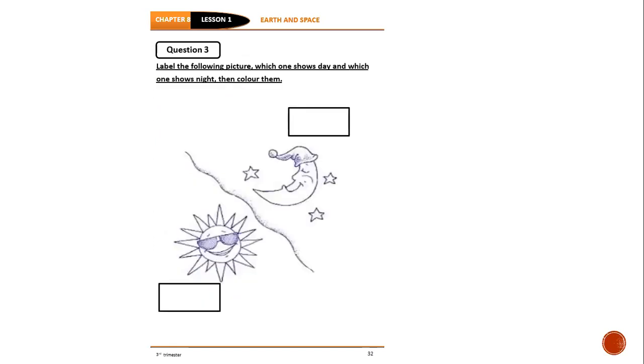Okay, this is your homework. It is page 32. You will just say if this is day or this is night. So you will see the picture and then say, of course, here the moon, this will be night, and here is the sun, it will be day, and I want you to color them. Okay, thank you so much.